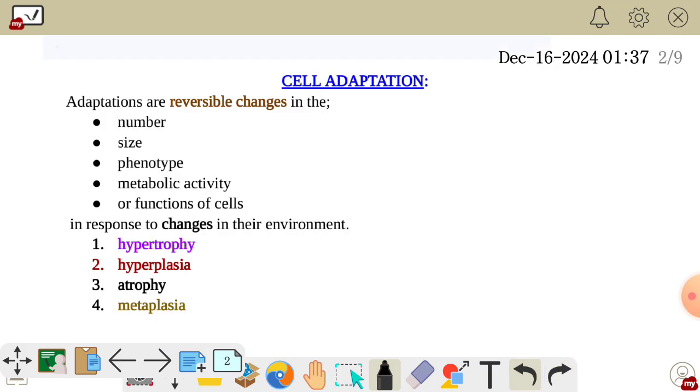So cellular adaptation is simply a reversible change in the number, size, phenotype, metabolic activity, or function of the cell. So it is a reversible change. It's something that can be reversed. So it is a reversible change in the number, size, phenotype, metabolic activity or function of the cells. So remember, this adaptation is due to a stress.